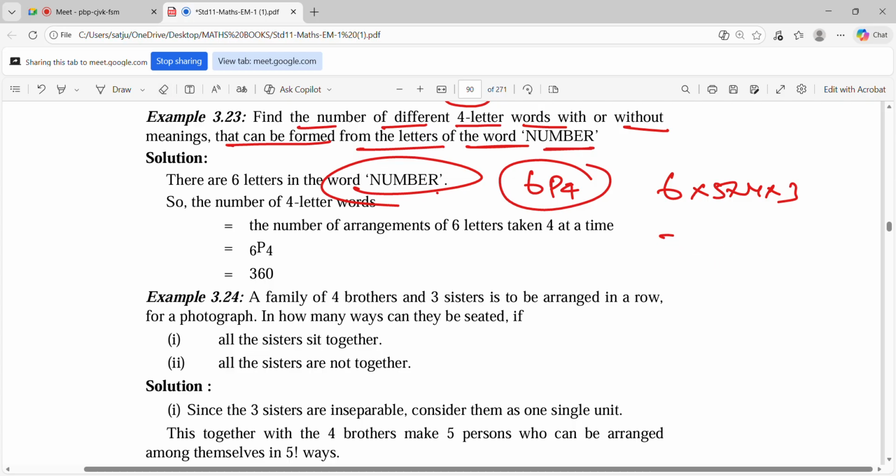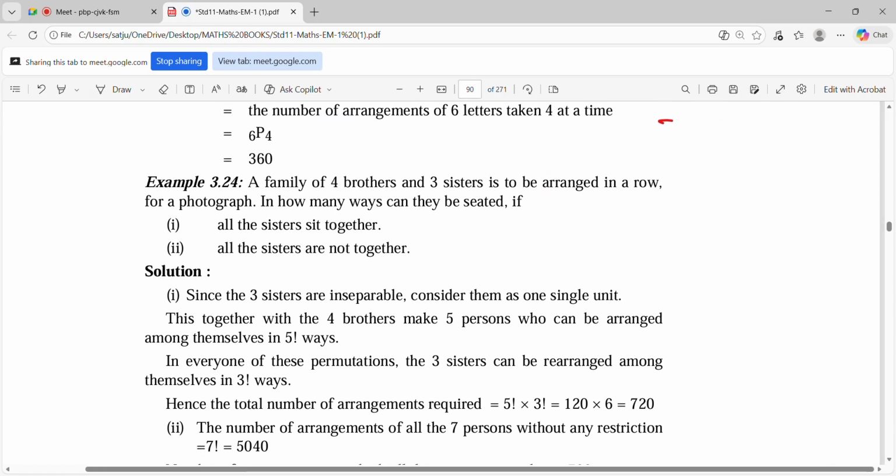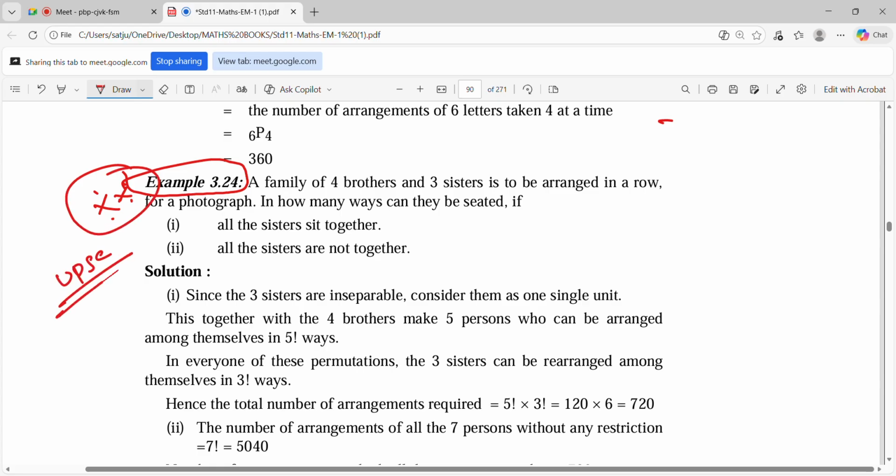Right. Now this is a very important question. This example 3.24 is very important. Your UPSC question is based on this. It was a direct UPSC question, I think in 2015 or 2017.